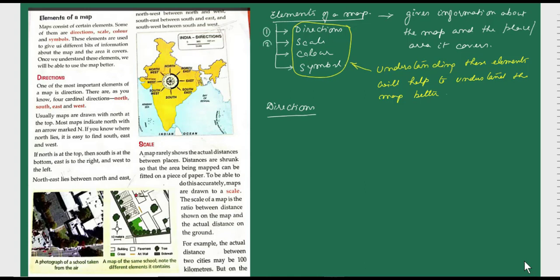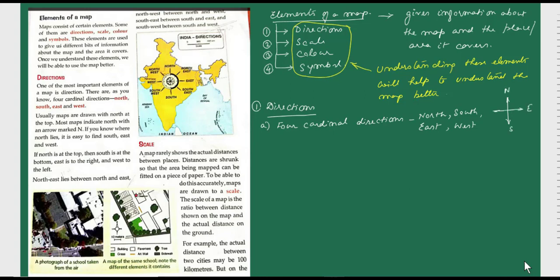The north is at the top of the map. The south is at the bottom of the map, and the east and the west. In between the north and the east, there is the northeast. In between south and the east, there is southeast.